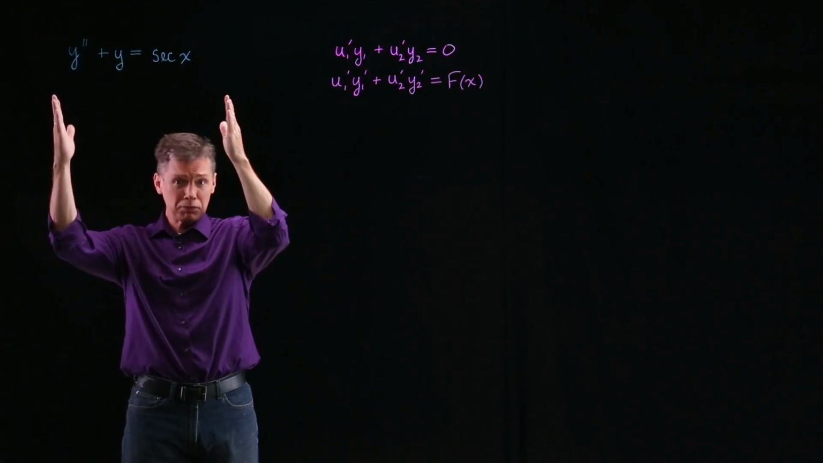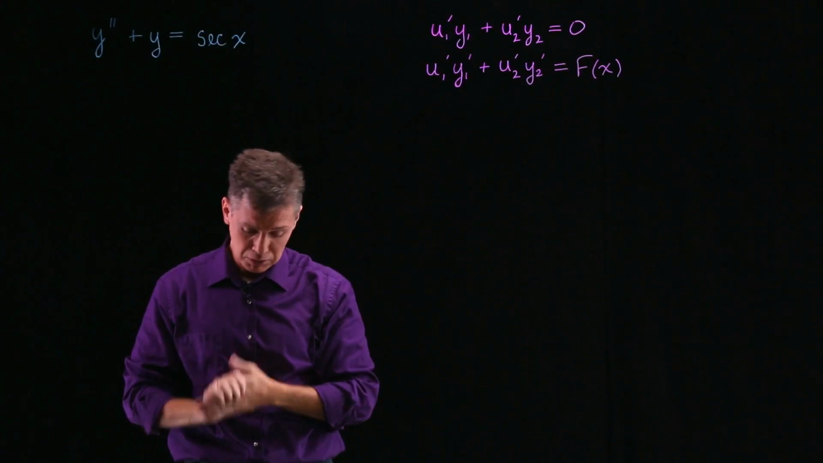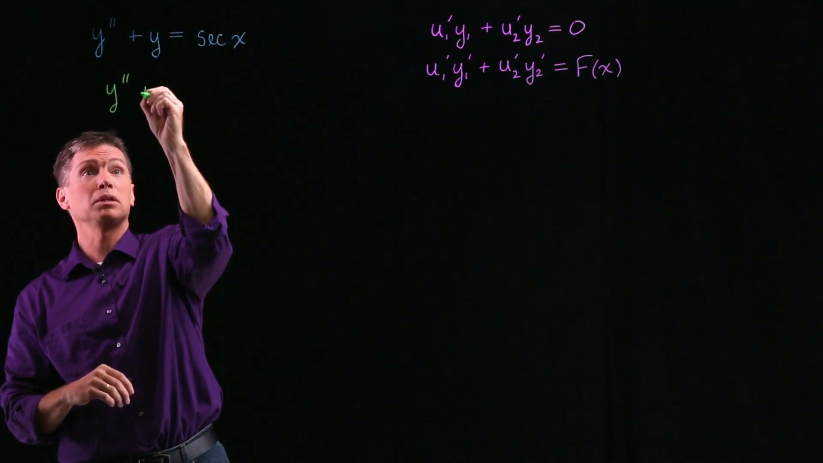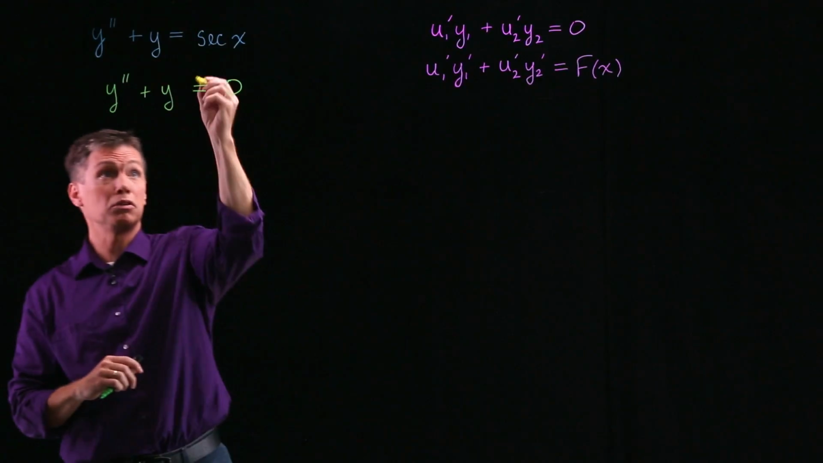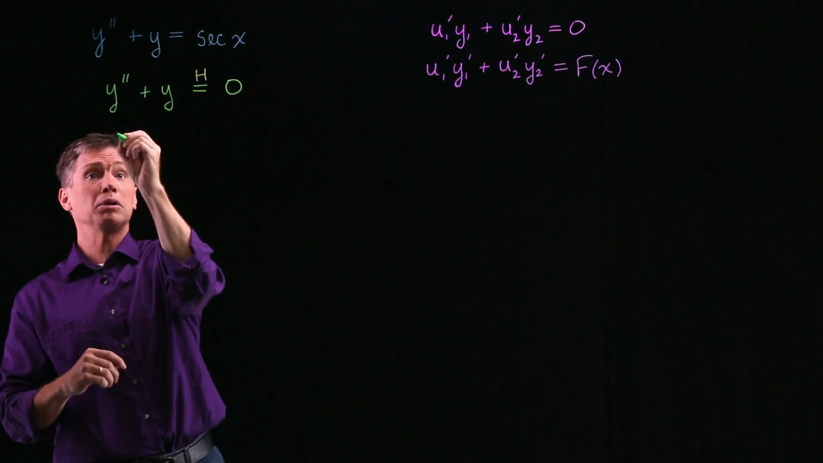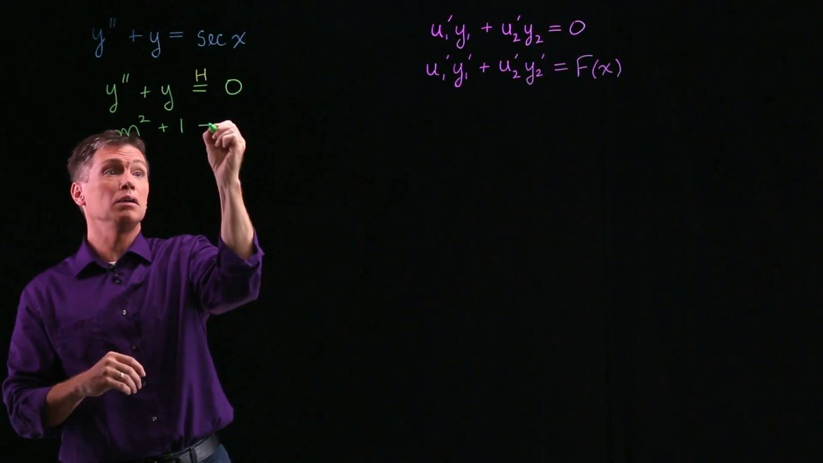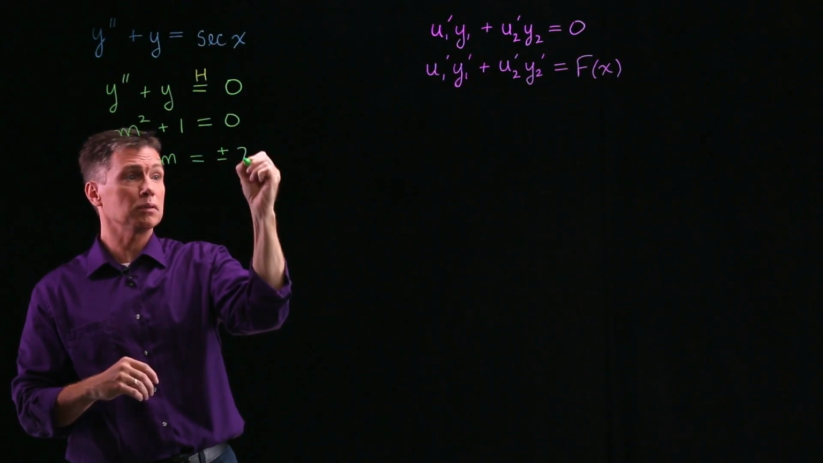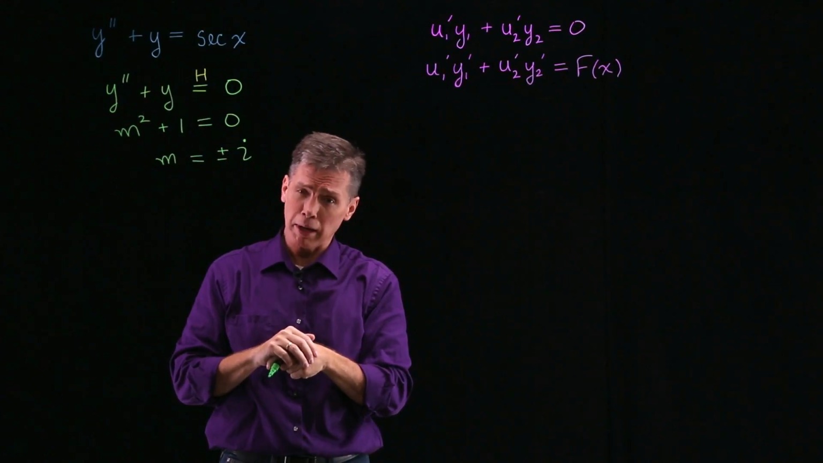Okay, so I'd be looking at y double prime plus y equals 0, right? And that's just for the homogeneous version of this. So then I'd probably get into my characteristic equation, and I'd be looking at m squared plus 1 equals 0. So m equals plus or minus i, right? Subtract over the 1, square root, I get the negatives under the radical.